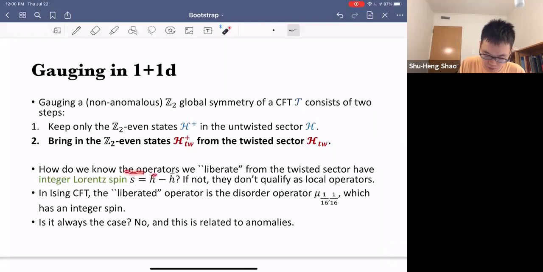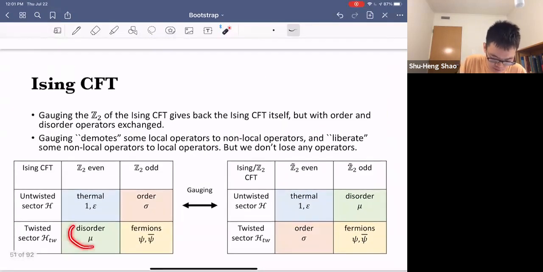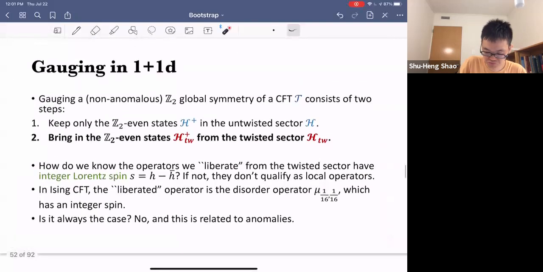How do we know the operators that we liberate from the twisted sectors have integer Lorentz spins? If they do not have integer Lorentz spin, they don't qualify as local operators, and they cannot be liberated. In the Ising case, the operator in question is the disorder operator. The disorder operator has h = 1/16 and h-bar = 1/16. So it has integer Lorentz spin. It's a scalar, as a matter of fact. So there's no problem to promote the disorder operator to a local operator because it has integer spin.